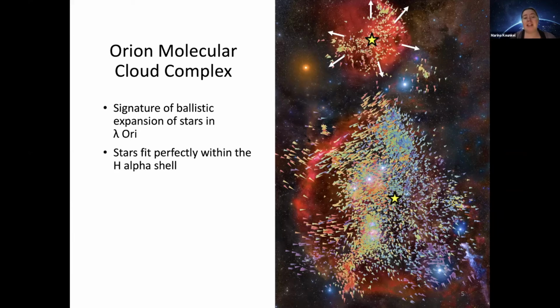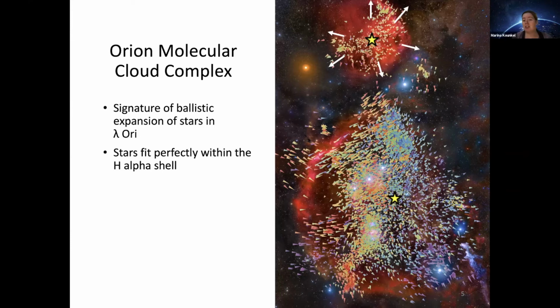And it has been theorized in the past that there used to be a supernova in Lambda Ori that has triggered the formation of some of these outlying stars. Therefore, such a ballistic expansion and correlation of that expansion with the H alpha bubble seems to signify that this type of kinematics could be interpreted as a signature of supernova triggered star formation.